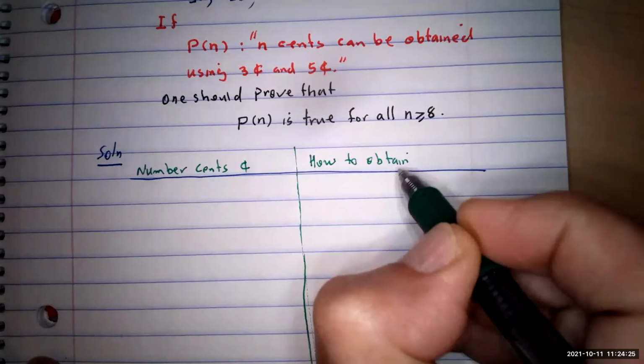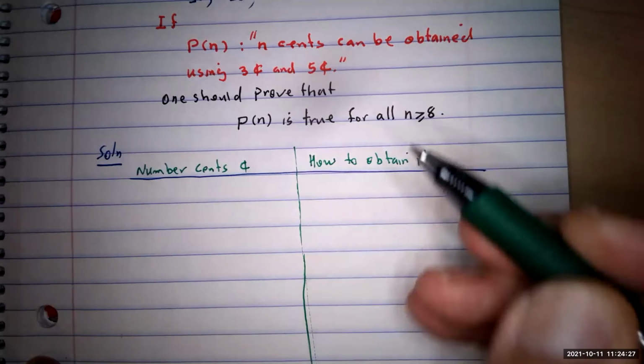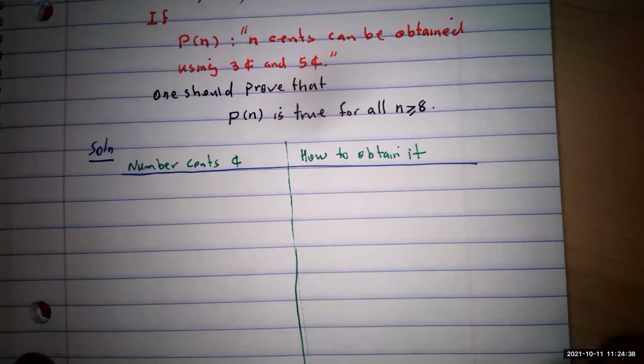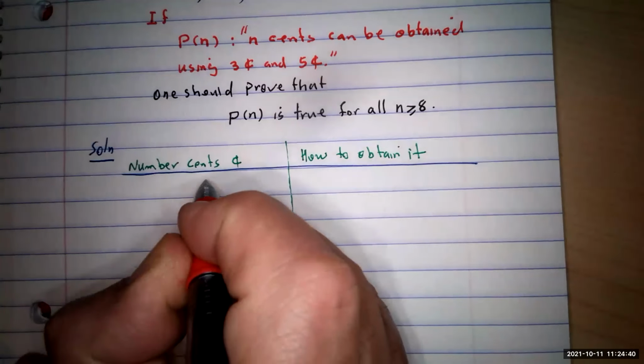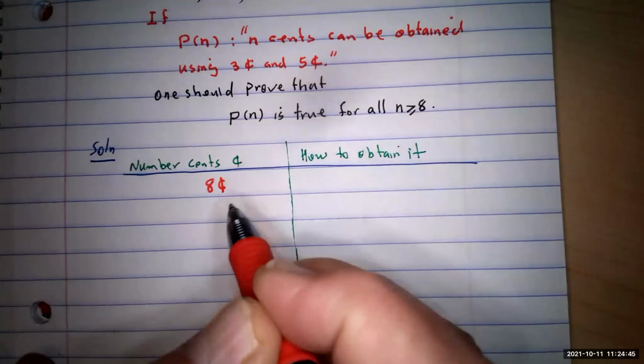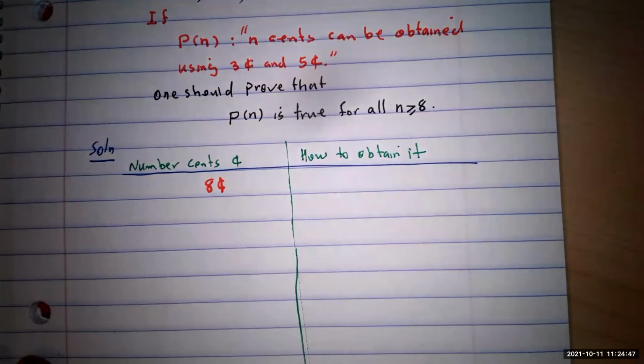Okay, how to obtain it, if you like. Obtain it with those properties that we talk about all this stuff. Okay, everybody happy about the question? So let's start with the basic one. If I give you 8 cents, how are we going to write it down as a combination of 3 cents and 5 cents?